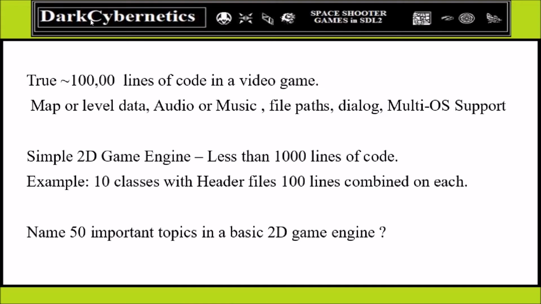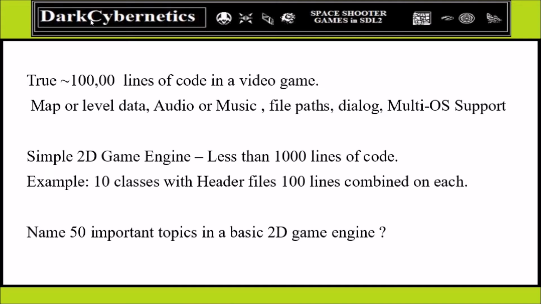100,000 lines of code seems like a lot of code, but in SDL programming, you can get a platformer up and running in 30 lines of code. A lot of those 100,000 lines of code may just be audio files, path names, map data, music, and multi-platform support. It supports Windows, Macintosh, Linux, and mobile devices. And a modern game may have dialogue, especially a three-dimensional game. There may be voiceovers and things. A simple game engine, even with all these attributes, may only be around 1,000 lines of code.